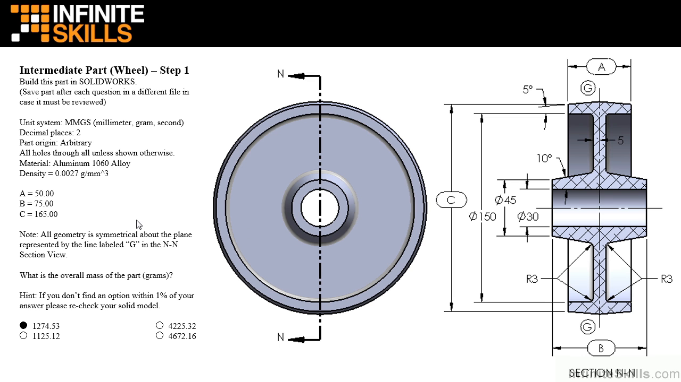We also have a note here stating all geometry is symmetrical about the line labeled G. Looking at the drawing view, here's our line labeled G, which means all geometry is symmetrical about this vertical center line. Now looking at this part, it lends itself nicely to the revolve feature. Follow my cursor. We can create this profile and revolve it about this center line. And that would pretty much complete the part.